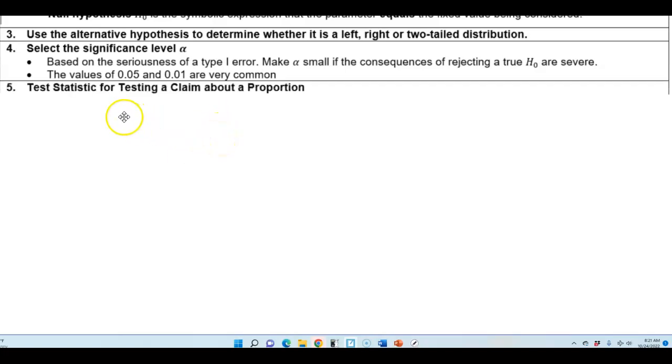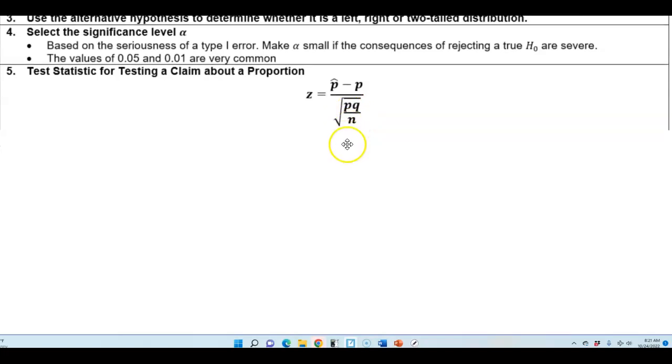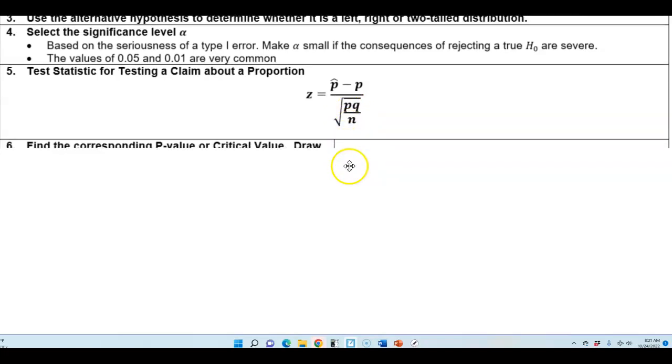Number 5, the test statistic for testing a claim about a proportion. So the test statistic that you use about a proportion is z, which is equal to the point estimate minus the population proportion divided by the square root of the population proportion times q, which is the complement of the population proportion, divided by n, which is the sample size.